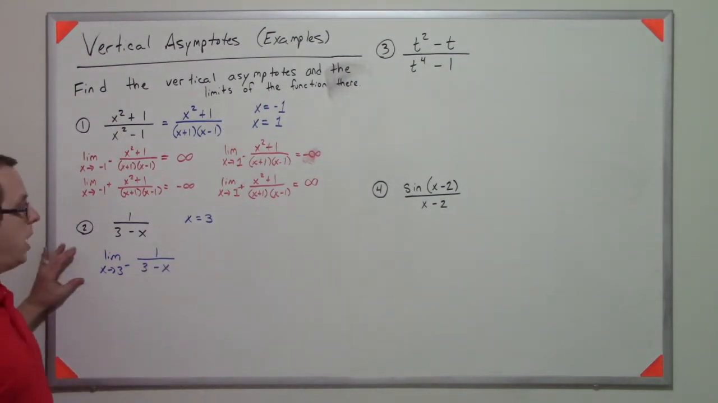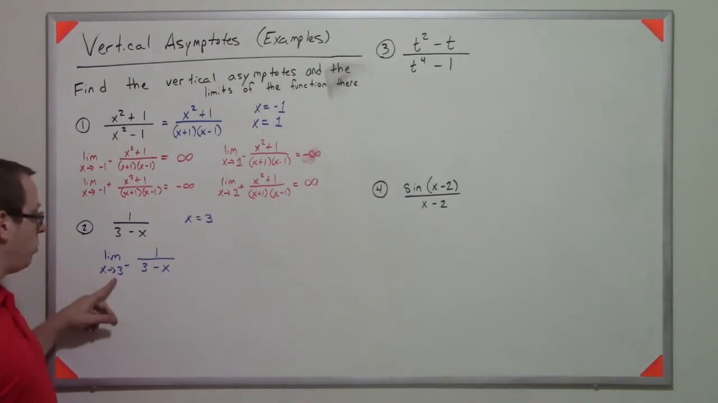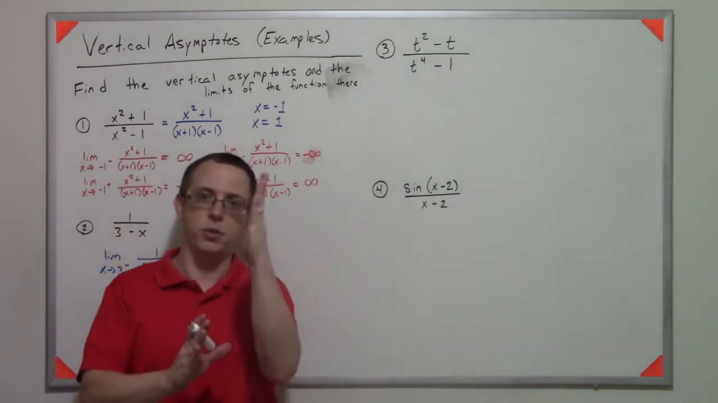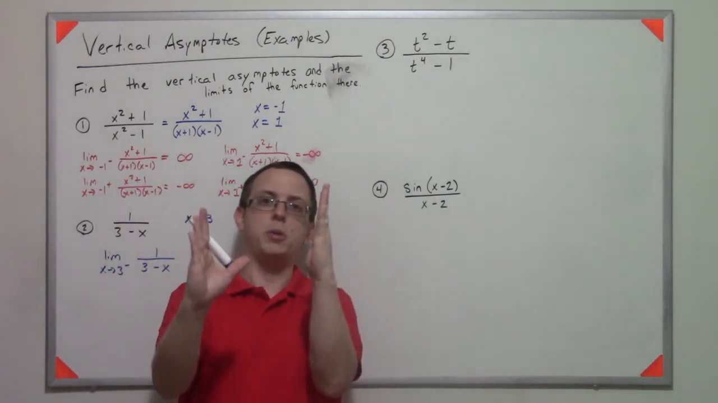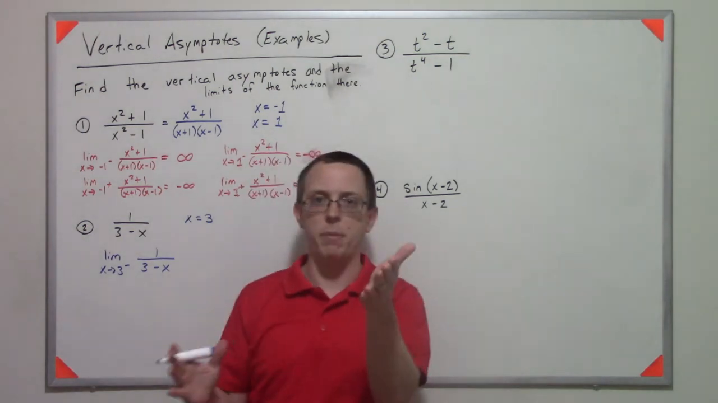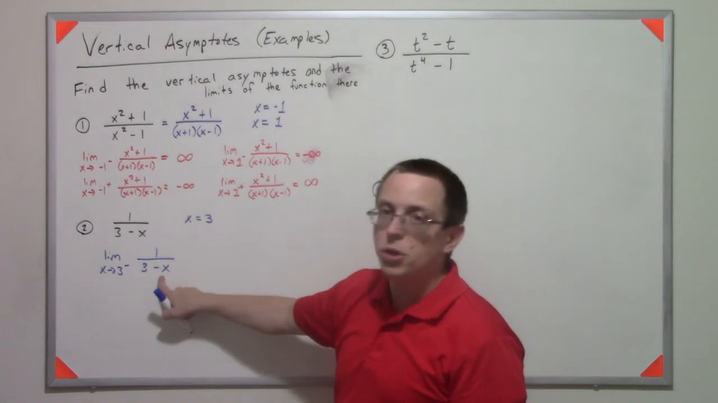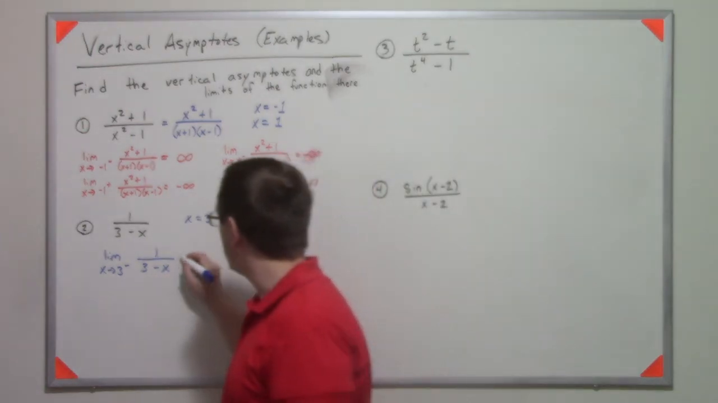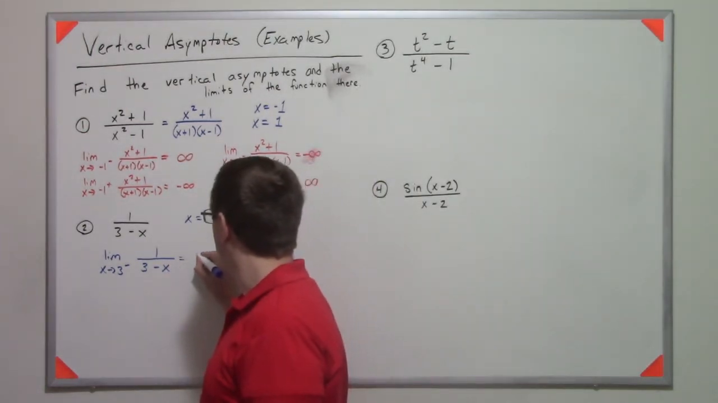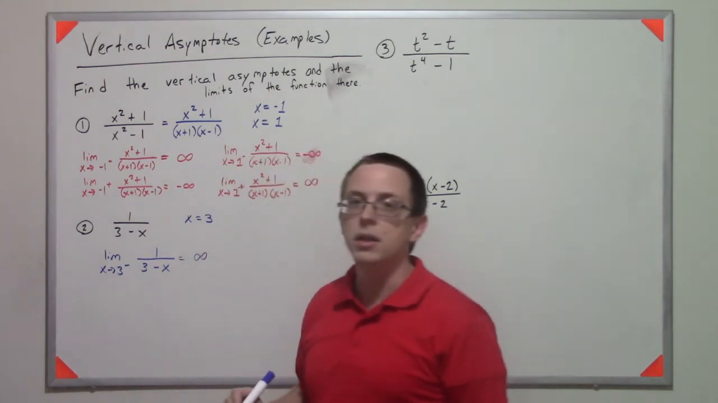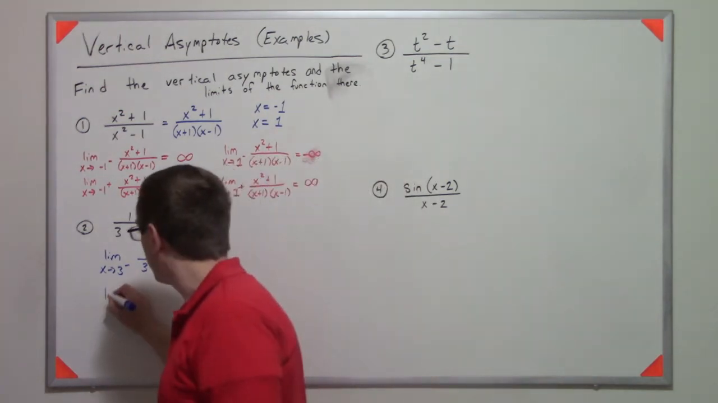So what about this case? So it's approaching 3 from the left. So 3 is here from the left. So let's pick a number that's slightly smaller than 3. How about 2? So if I was doing 3 minus 2, that's positive. So that tells me that this is positive infinity here.